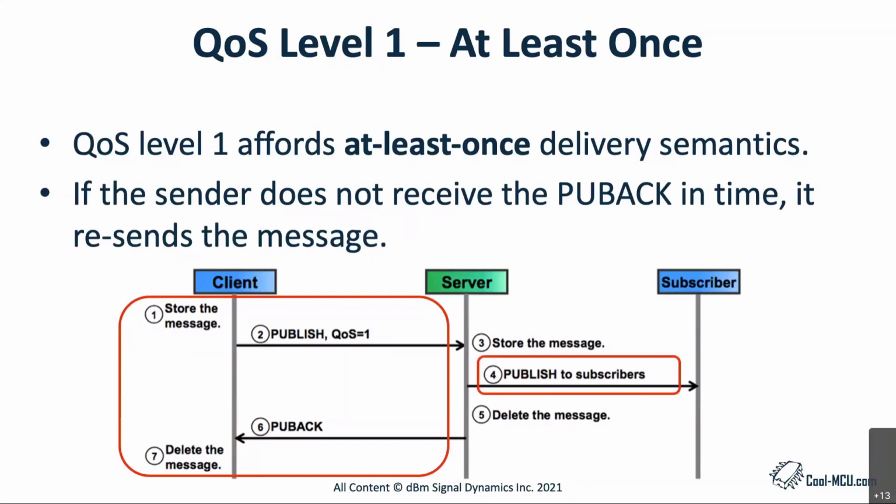In this example, once the broker publishes the message to the subscriber, it deletes the message and sends a puback acknowledgement to the publishing client. The message is then deleted from the publisher client.